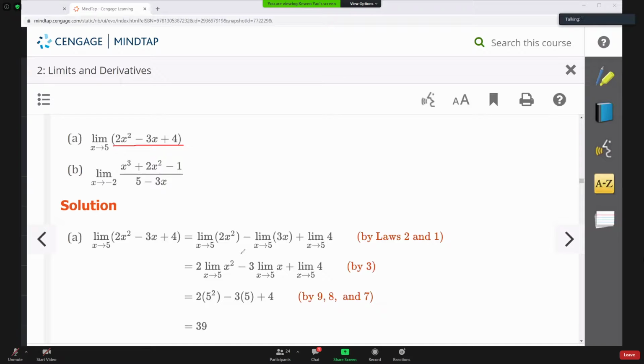What's next? 2 is constant, 3 is constant, so you can put them outside. Now that's easy. Why? Because the limit of 4 as x approaches 5 equals 4, because 4 is constant. And the limit of x as x approaches 5 is 5. So 3 times 5 squared, that is 39.